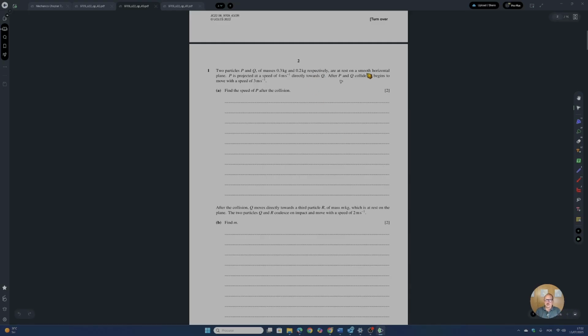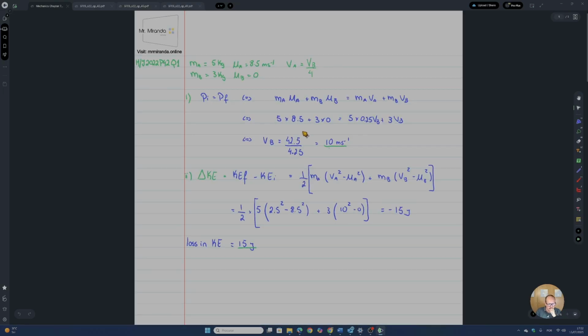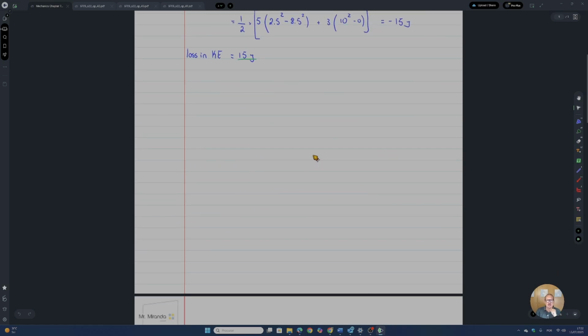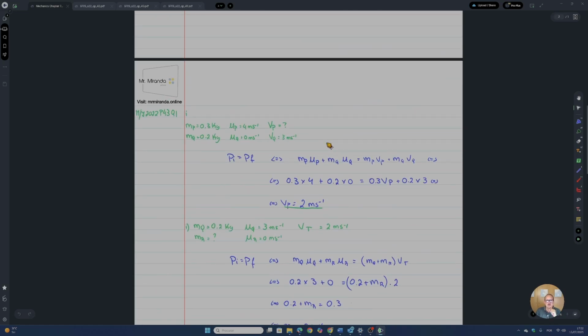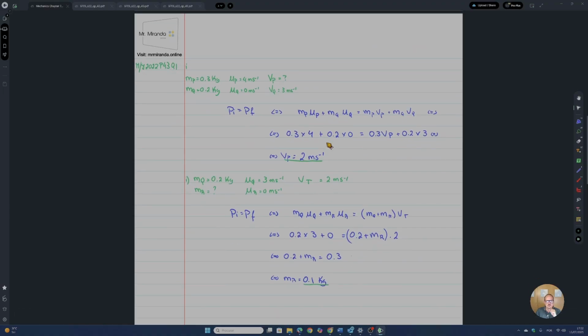Okay. If they are at rest on a smooth horizontal plane, what is the situation that you have? I have already represented it here. So you have the mass of both objects, P and Q, the initial velocity of P, the initial velocity of Q. The final velocity of P is what you need to know. The final velocity of Q is 3 meters per second.